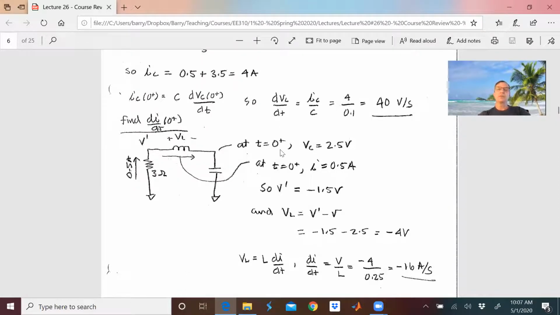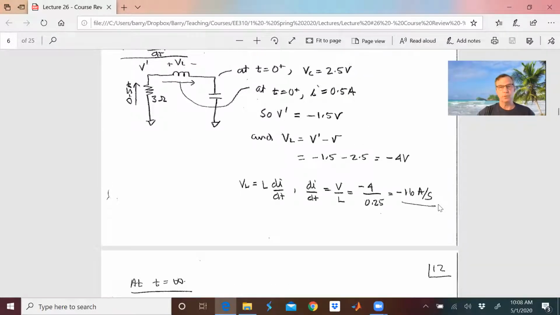And I know at t equals 0 plus, I have 2.5 volts here. So I'm going to be negative 1.5 minus a negative 2.5, because look how the polarity convention is going to give me minus 4 volts. So yay, I've got what I needed. I've got that inductor voltage. So di/dt is going to be minus 16 amps per second for this problem.